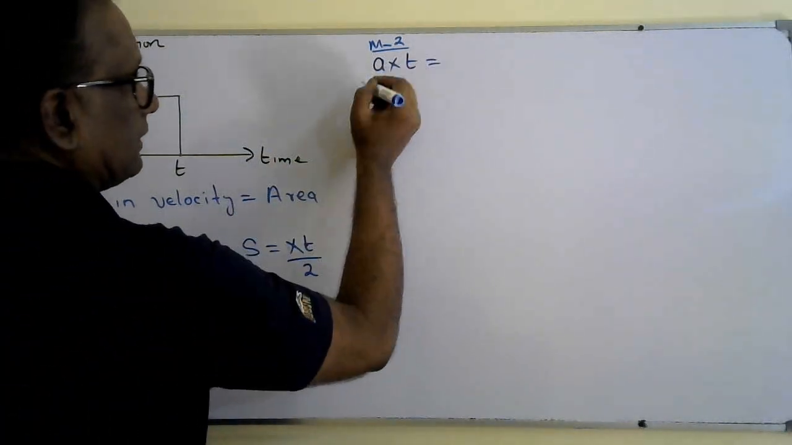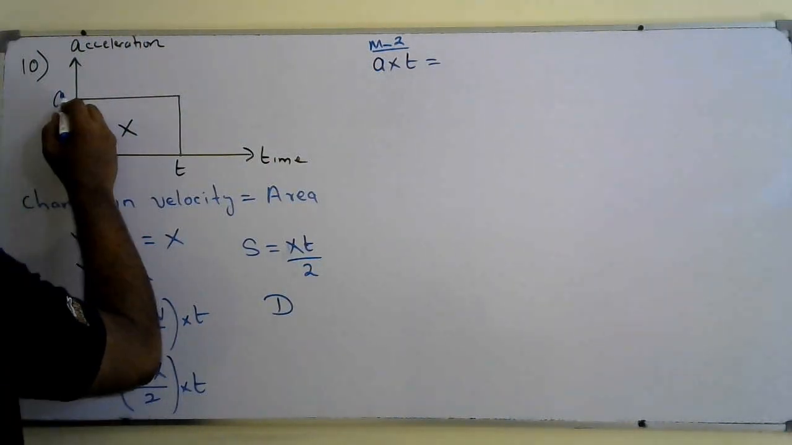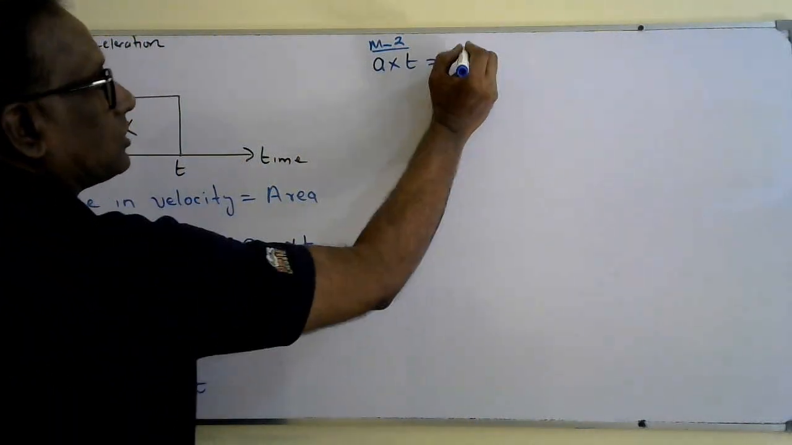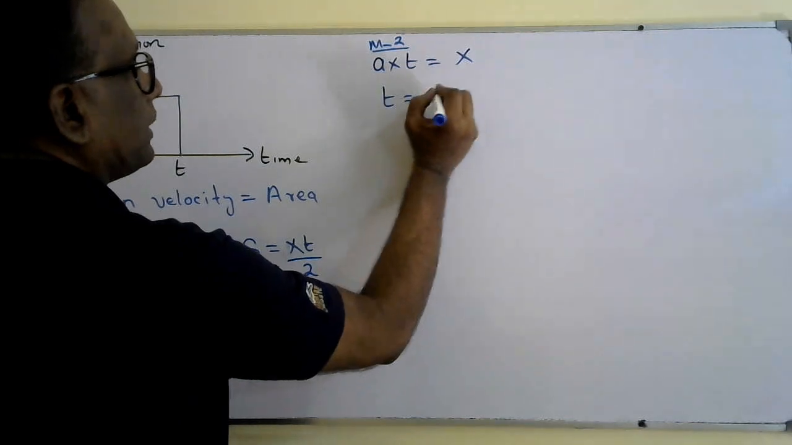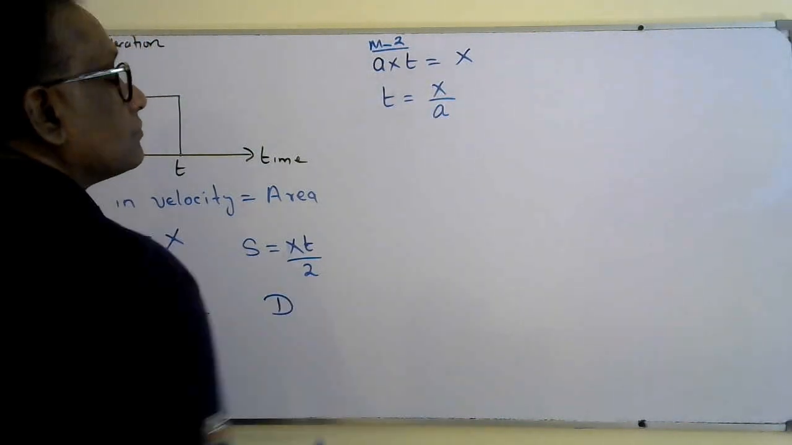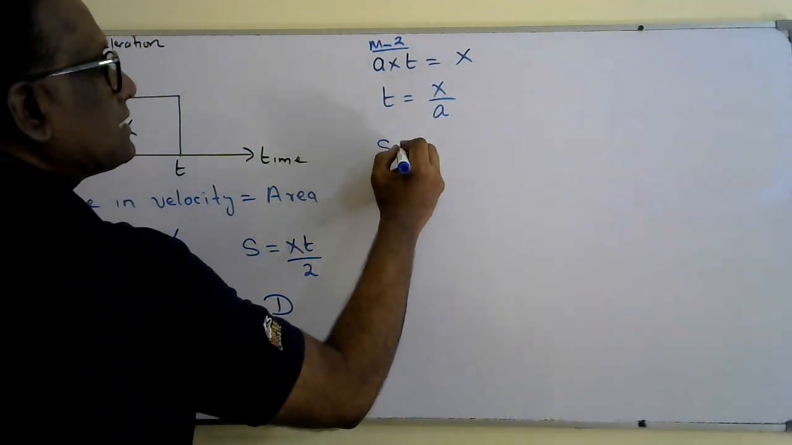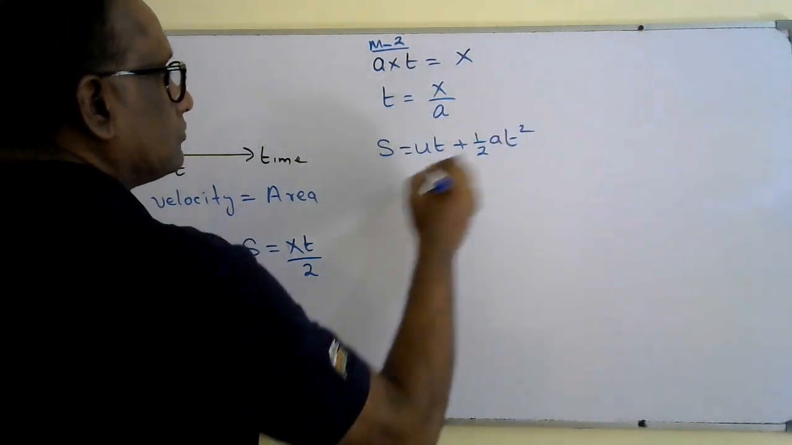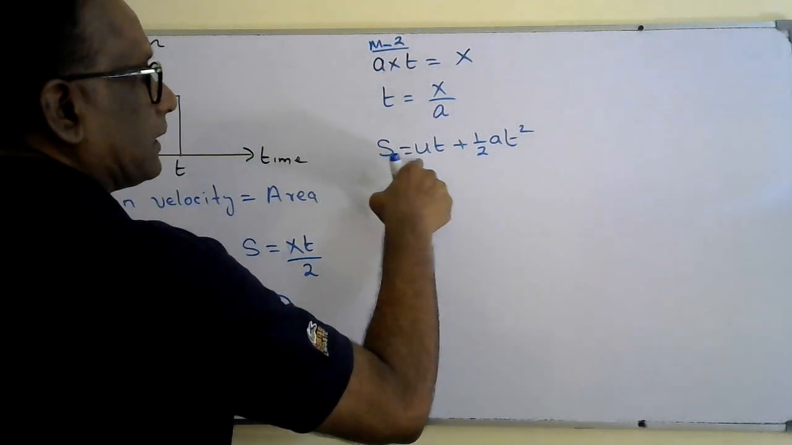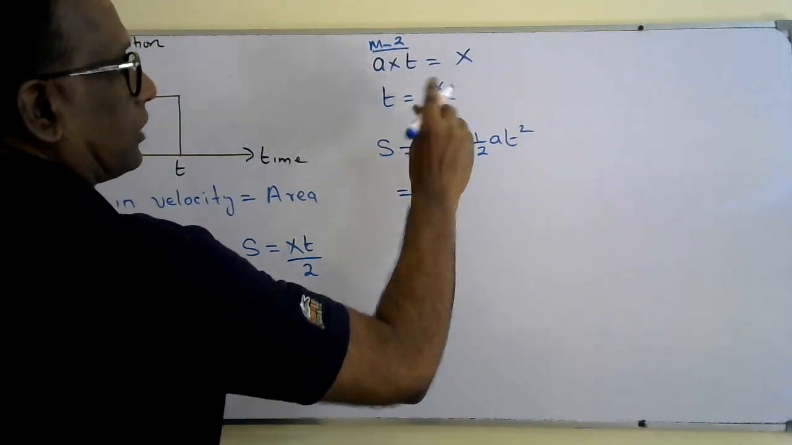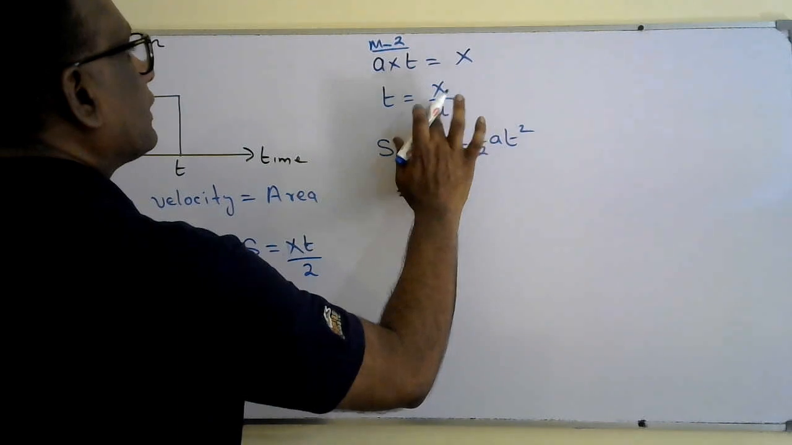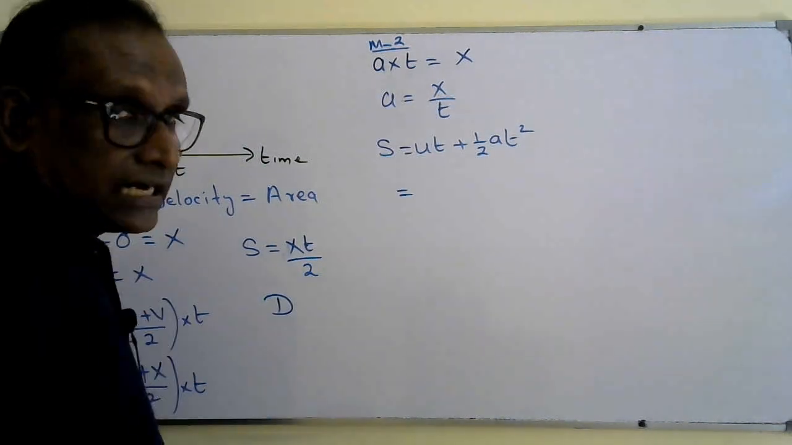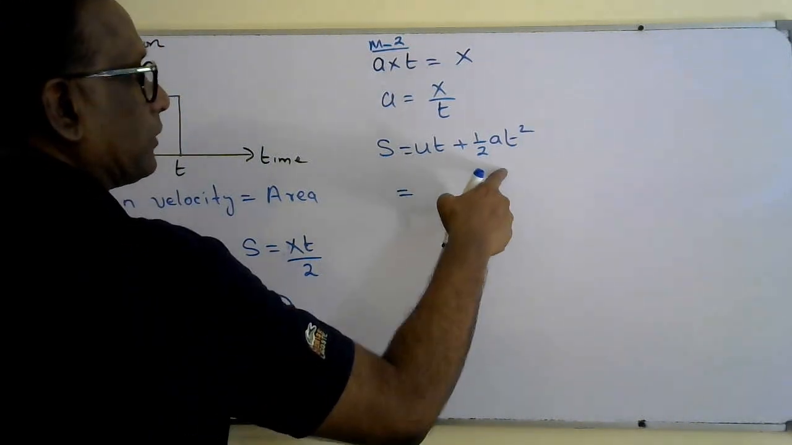So a into t, that's acceleration into time, because the graph is a rectangular graph. So a into t is equal to x. So t is going to be x over a. Then you can use s equal ut plus half a t squared. Initially t equals x over a, but I want a equal to x over t, because a is the unknown quantity.